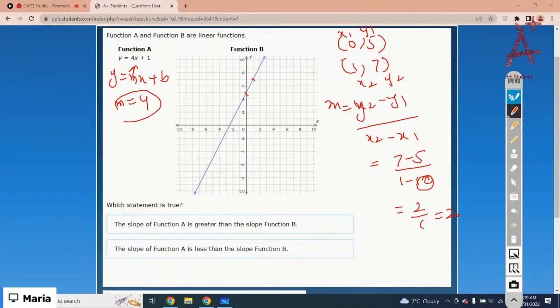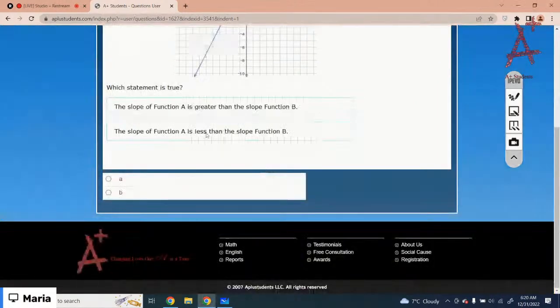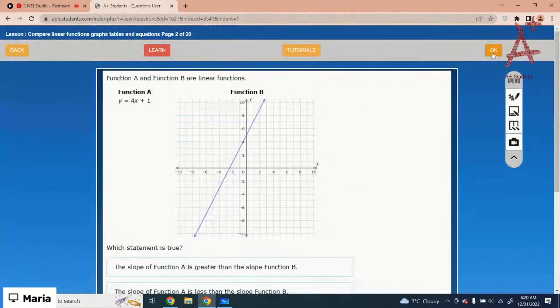So the slope of function A is 4 and the slope of function B is 2. So that means the slope of function A is greater than the slope of function B. Got it? Again, option A is the correct option. The slope of function A is greater than the slope of function B. Option A is the correct option. Got it?